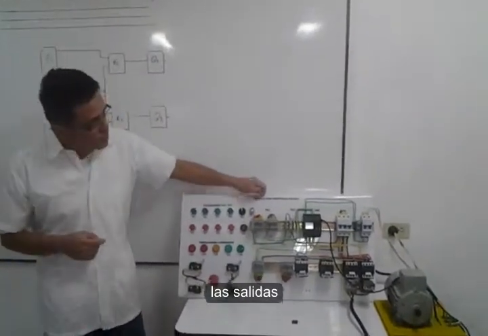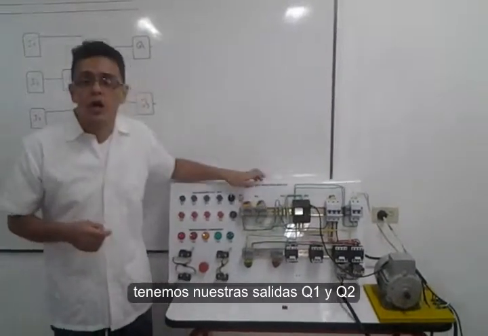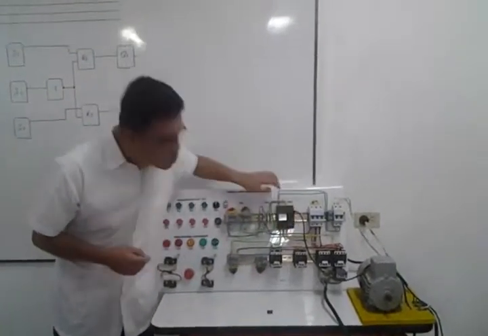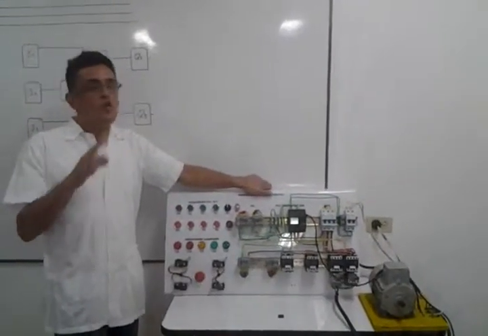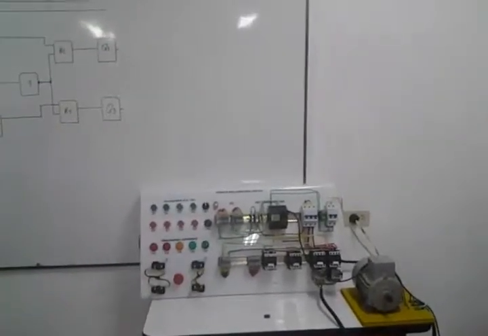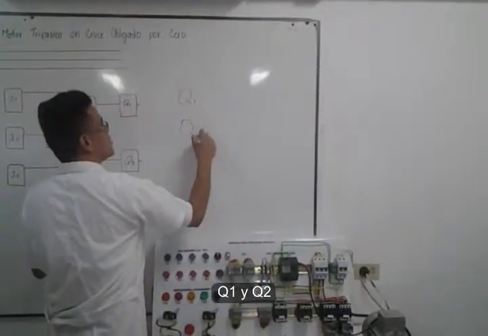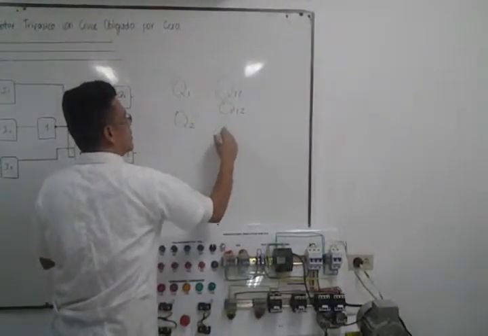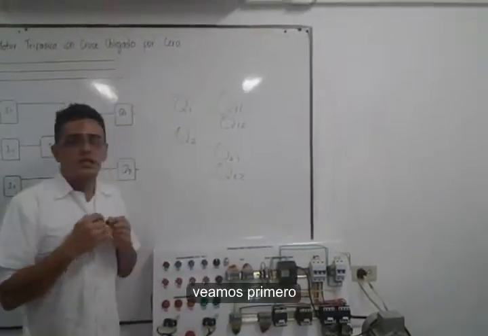Alright? The outputs, we have our outputs Q1 and Q2. Alright, what happened here? The output Q1, to swing, we needed to swing a sense. And so I have divided Q1 into steps, Q1 and Q2. So we have Q11, Q12, Q21, and Q22.